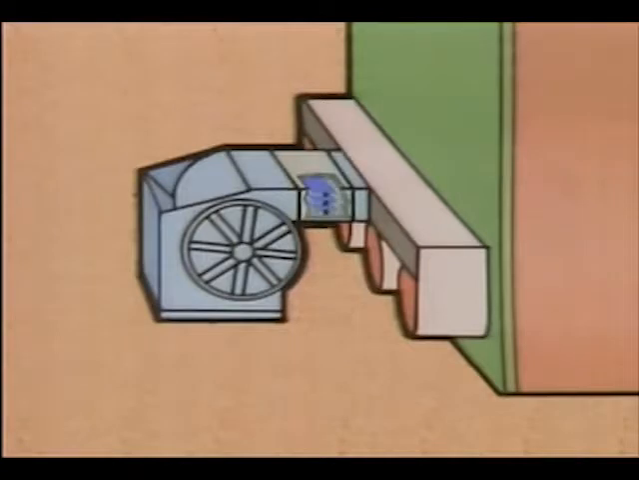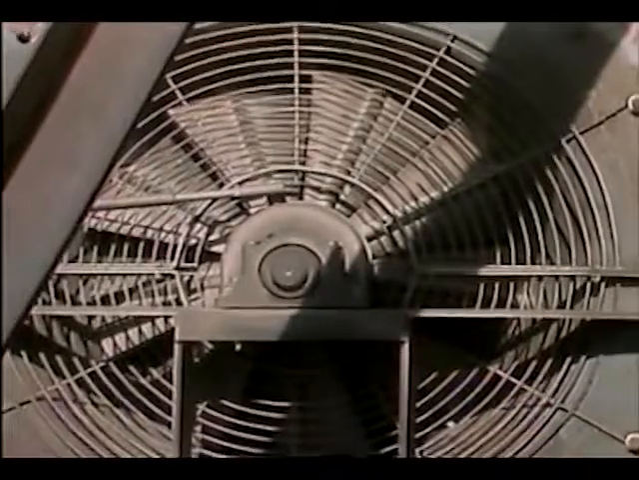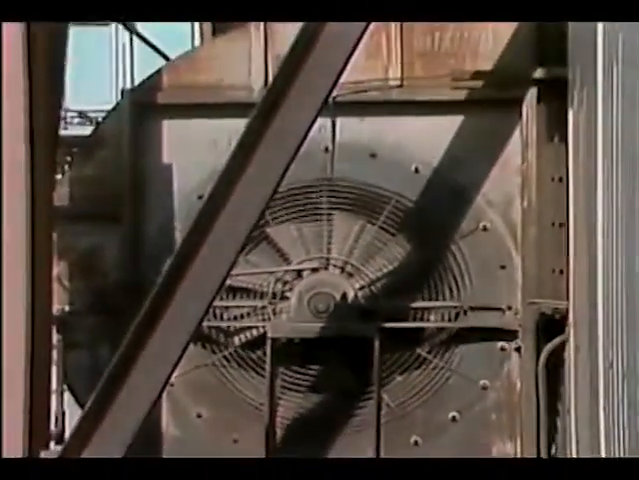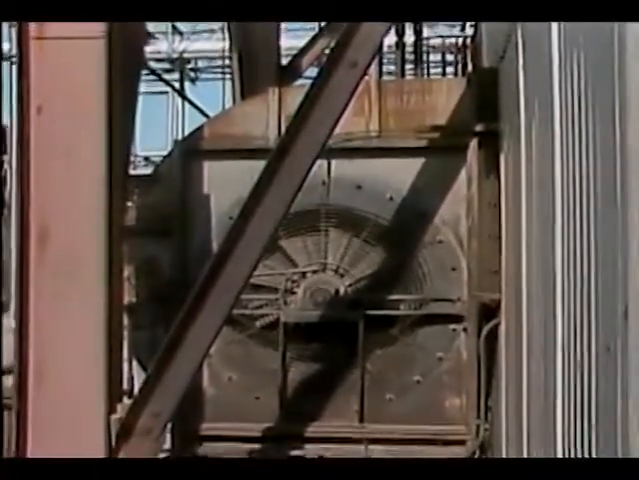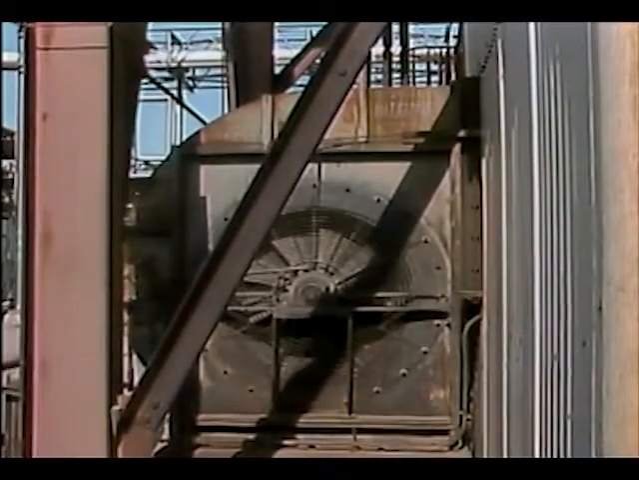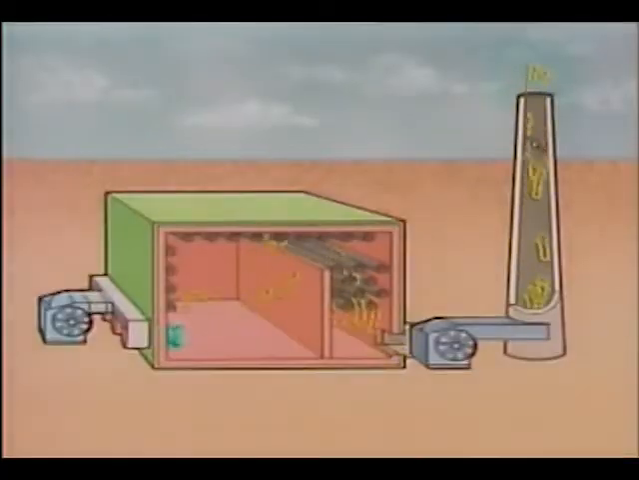These dampers can be opened or closed to allow more or less air to flow into the furnace. On other types of forced draft fans, the dampers are located on the inlet side. Adjusting the inlet dampers increases or decreases the amount of air that is admitted to the fan and into the furnace.